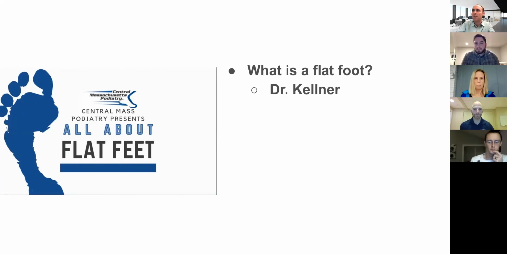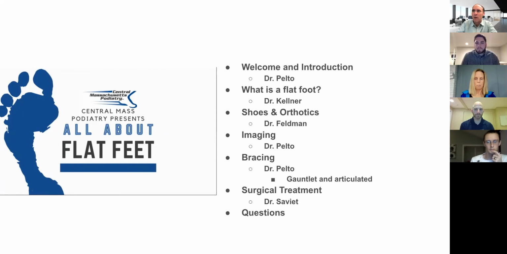The outline here is we're going to talk about what is a flat foot. We're going to talk about shoes and orthotics. There were a lot of questions on shoes and orthotics. We're going to talk about what type of x-rays and MRIs to use, what type of bracing to use, and then any surgical treatment, and then answering some of the questions that you all may have.